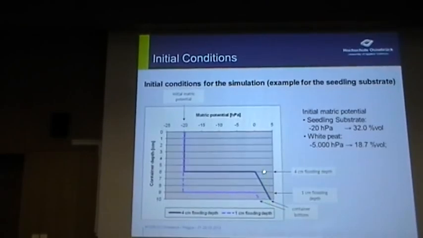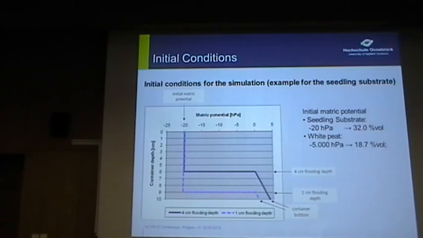Now we have two examples, 4 centimeter flooding depth and 1 centimeter flooding depth, and for practical conditions it's mostly between 2 and 3.5 centimeters. So if we look at this curve, for 4 centimeter flooding depth, we have a potential of 0, a constant head of 0 at 4 centimeters height above the bottom end of the container, and we have a height of plus 4 centimeters or hectopascal at the bottom of the container.